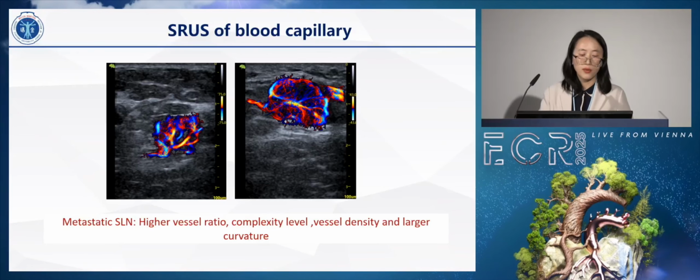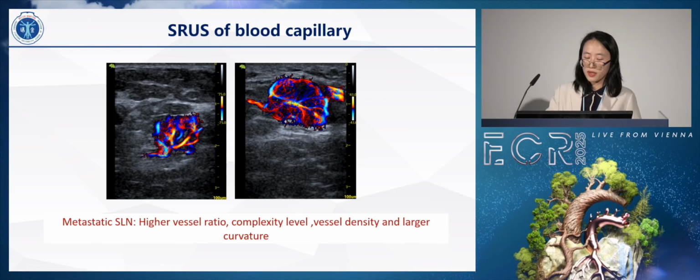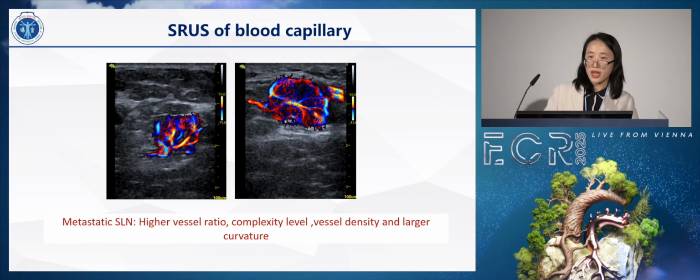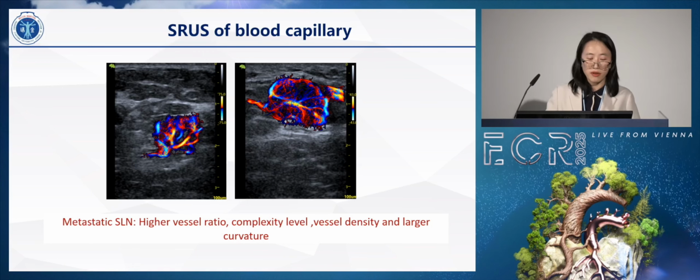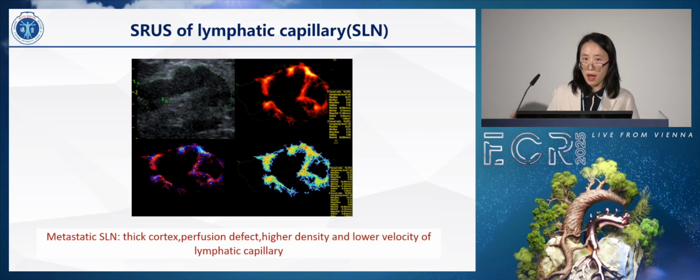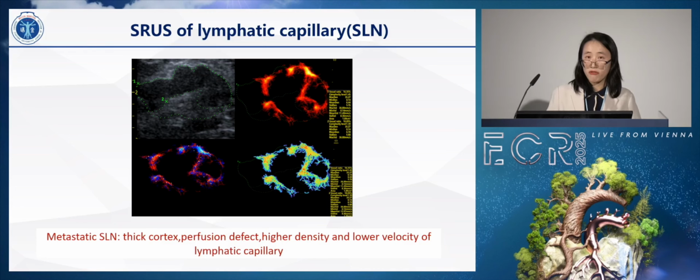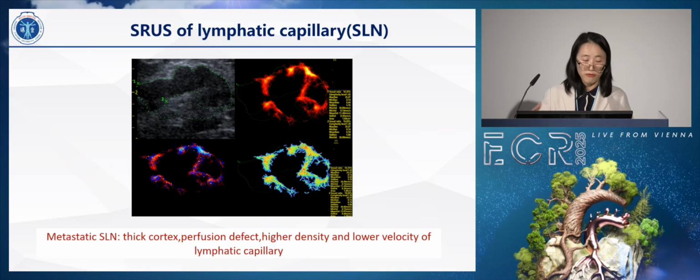And when we compare the quantitative parameters of reactive lymph node and metastatic lymph node, it was found that higher vessel ratio, complexity level, vessel density, and larger curvature of the blood capillary were found in metastatic sentinel lymph node. And after imaging the lymphatic capillary, we compared the quantitative parameters between the reactive and the metastatic lymph node. It was found that the thick cortex, perfusion defect, higher density, and the lower velocity of lymphatic capillary were found in the metastatic one.